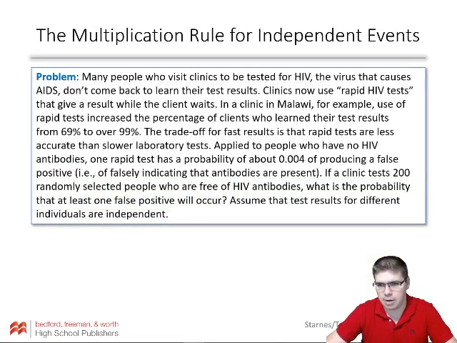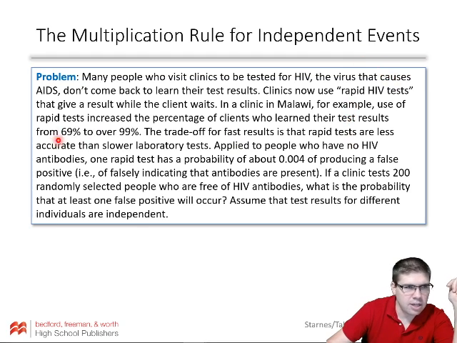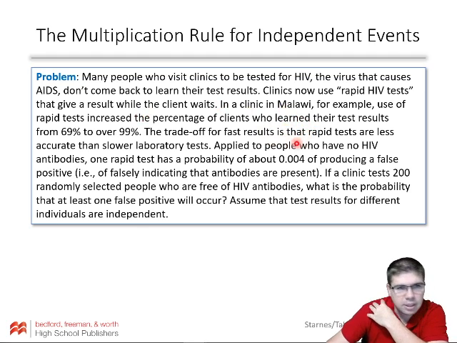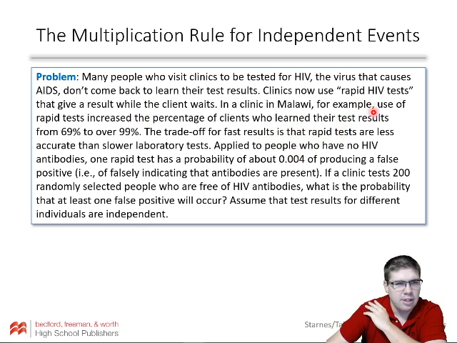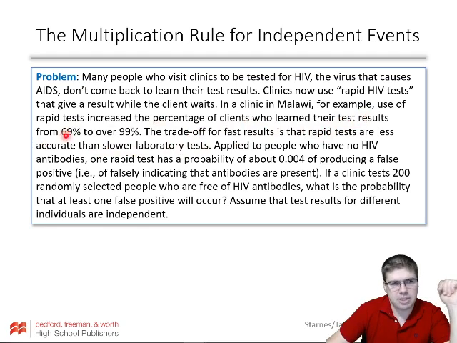So here's an example problem. Many people who visit clinics to be tested for HIV, the virus that causes AIDS, don't come back to learn their test results. Clinics now use rapid HIV tests. They give the results while the client waits. In a clinic in Malawi, for example, use of rapid tests increased the percentage of clients who learned their test results from 69% to over 99%. The trade-off for fast results is that the rapid tests are less accurate than slower laboratory tests.